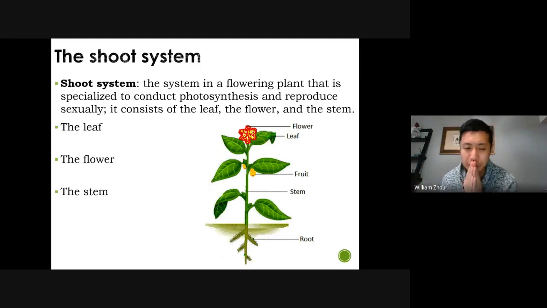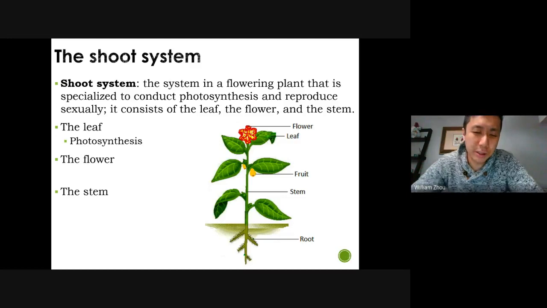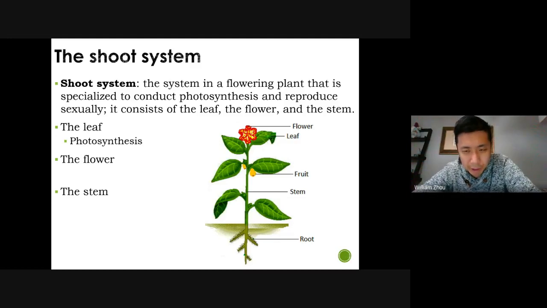All right, so in the picture A, B, C, it kind of shows all three functions. In A, that's anchoring. In B, there's lots of water. In C, well, there's carrots, which are roots that store energy. Okay, so the shoot system has three components: leaf, flower, and stem, and they all have a function.